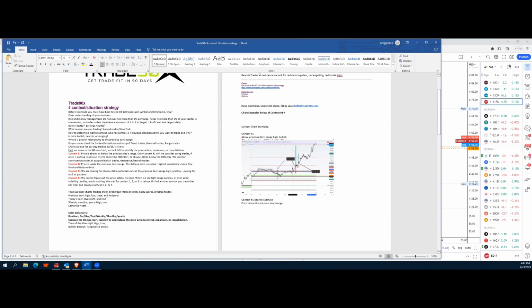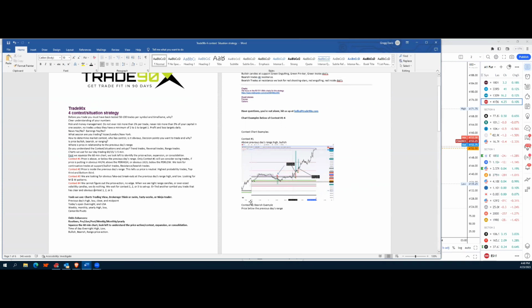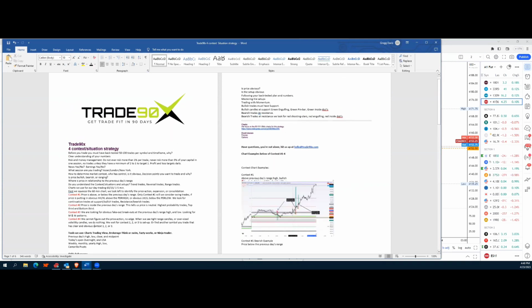The tools that we're using: for charts, we use TradingView. For brokerage, we use Thinkorswim, Tastyworks, and NinjaTrader. Those are our preferred brokers for options and futures. And again, I went through the odds enhancers and the asset classes. Now let's go to the charts.